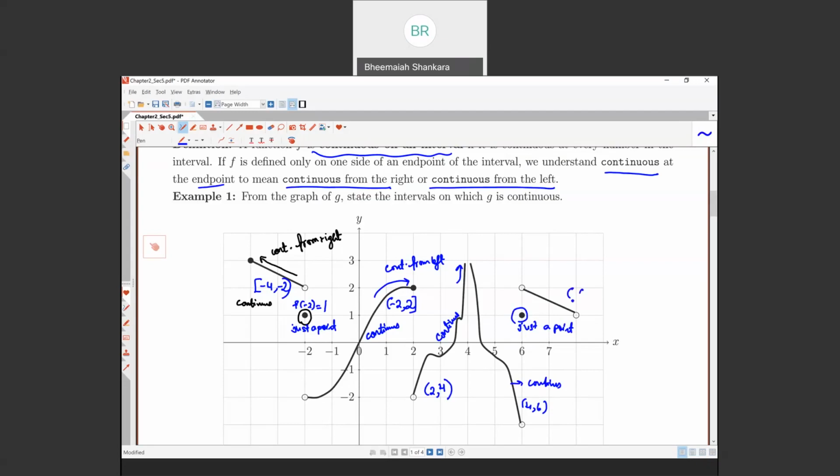Then you move on. It is 6, 8. Both are open circles, or smooth brackets. All you say is just continuous. You will not be able to say continuous from the right or continuous from the left.